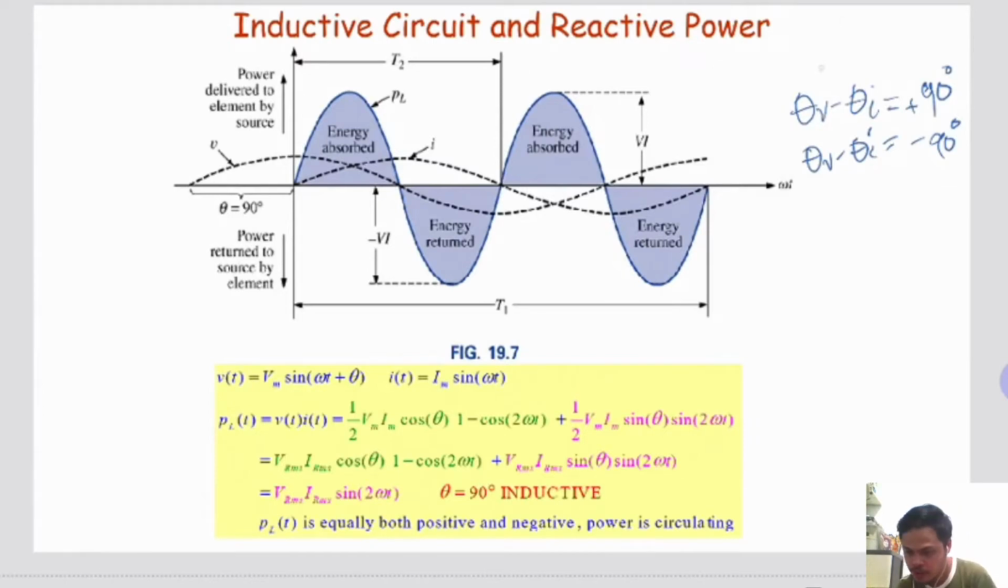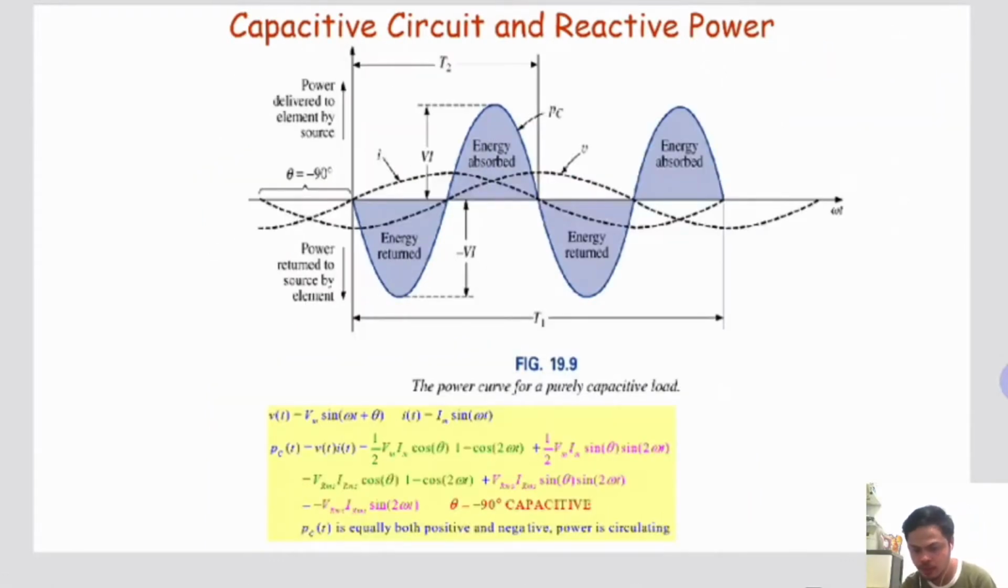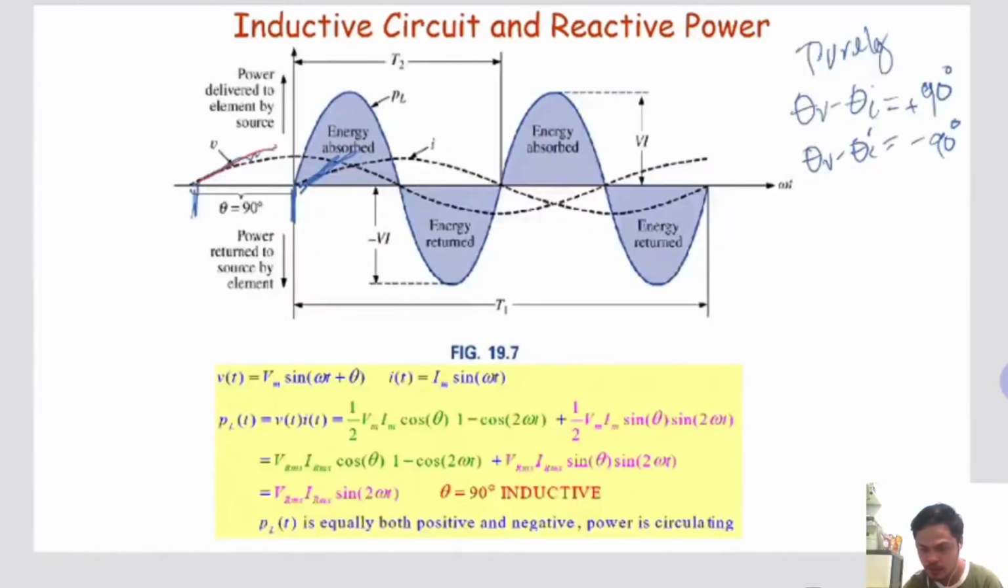Okay, so this is for purely inductive and capacitive circuits. They are out of phase by 90 degrees. So the graph for the voltage, and the current here, they are out of phase by 90 degrees. By the way, for an inductive load, we have here that the current lags the voltage by 90 degrees.